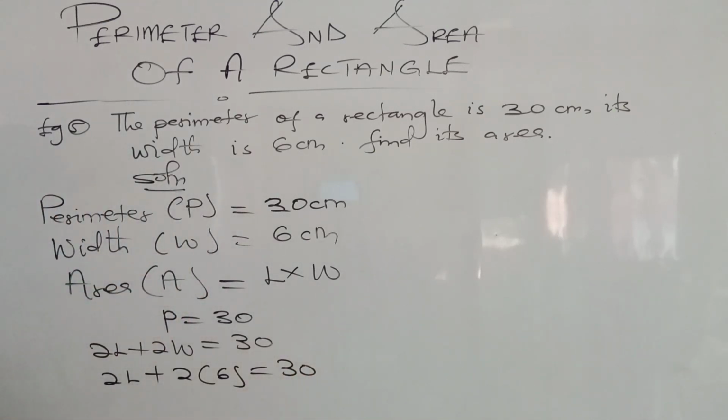Now this becomes a simple linear equation to solve. So let's go further. I have my 2L plus 2 times 6 is 12.